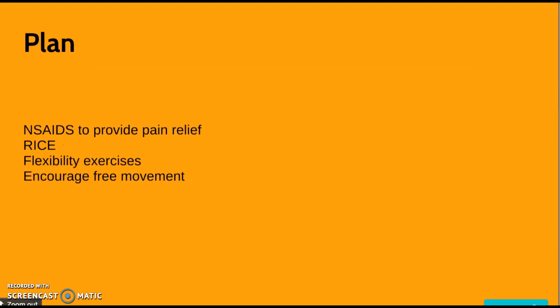After fully assessing our patient, we are able to come up with a plan. We will provide NSAIDs to provide pain relief. We will then use the RICE method, which is rest, ice, compress, and elevate. We will also complete flexibility exercises and encourage free movement of the shoulder joint. In order for Cameron to see better results, she will need to do rehabilitation rather than doing practice.